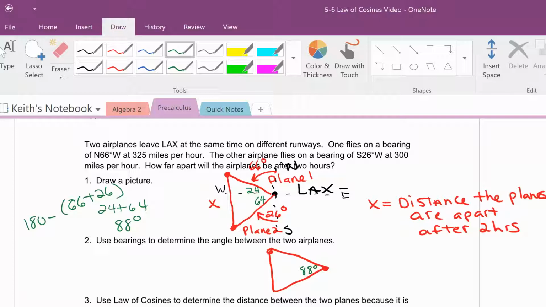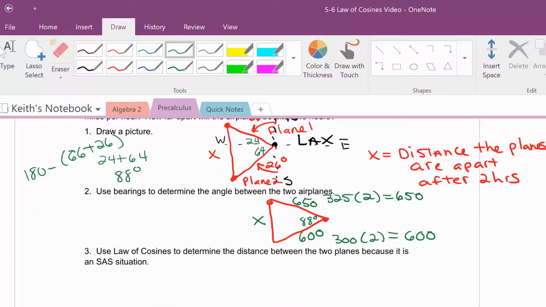All right, now it says that it travels 325 miles per hour. So 325 times 2 is going to give me 650. That's right here. And then this plane here travels 300 miles per hour times 2 hours. That gives you 600 miles that it's traveled. And this is what you're trying to find.